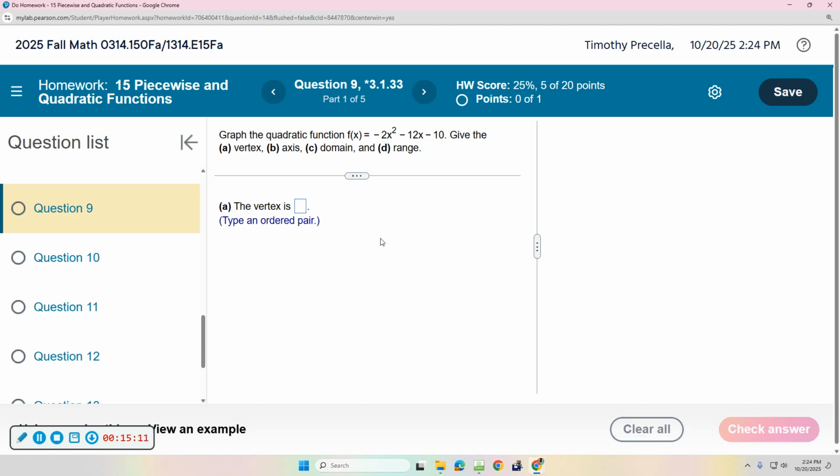Oh, goodness. Okay, and they want us to find the vertex, axis, domain, and range. I think I'll write a little note out here for vertex, axis, domain, and range.